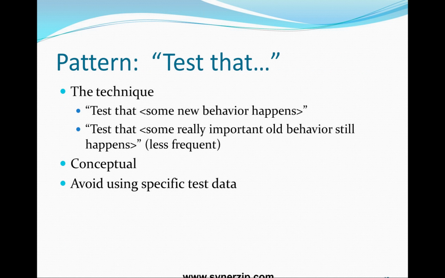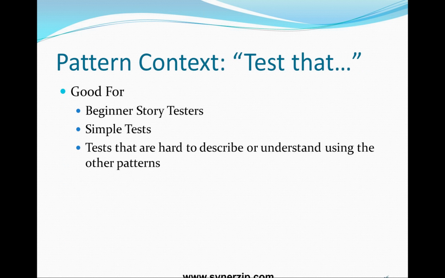It's a conceptual test. Usually don't use specific test data. This one is good for situations where you're a beginning story tester because you can pretty much say anything by starting off a sentence with test that something happens. It's really good for simple tests, and it's really good for tests that are hard to describe using any of the other patterns. It's sort of like your fallback pattern if you can't make it work in one of the more intermediate to advanced patterns.